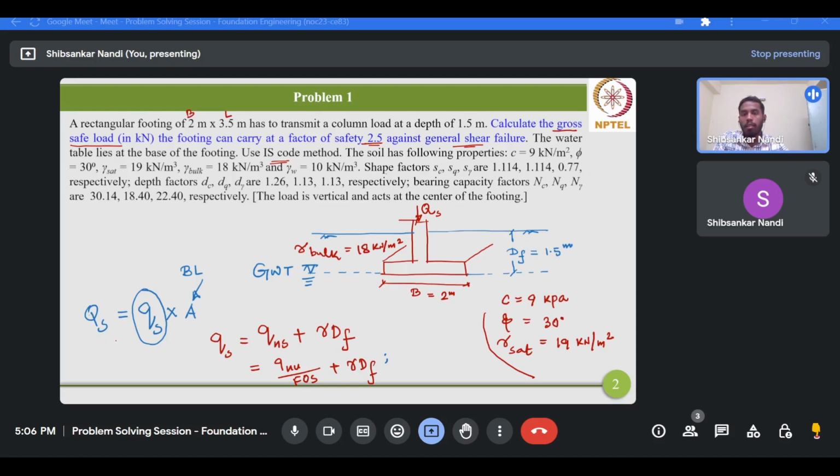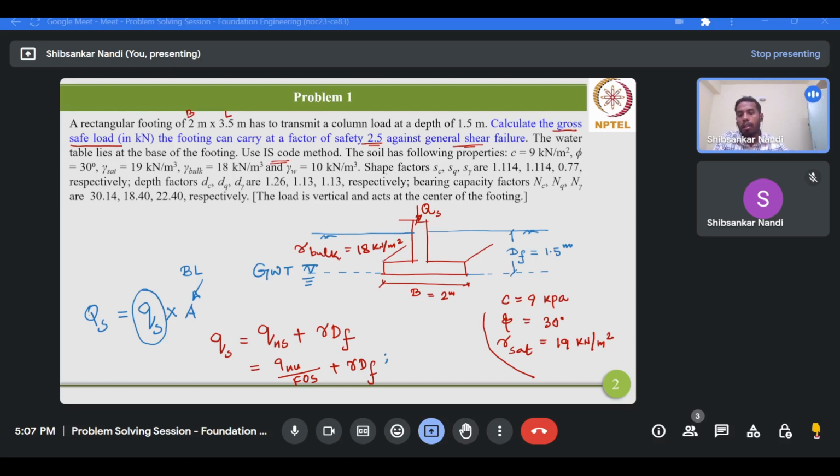So we just started with this information that to calculate the gross safe load, first you have to compute the gross safe bearing capacity, then multiply this safe bearing capacity with the area of the footing. The area would be width times length. Since width and length both are given, it's a rectangular footing of size 2 meters by 3.5 meters. So the cross-sectional area would be 7 square meters, 2 times 3.5. If you multiply this area with the gross safe bearing capacity, then you can easily determine the load which can be transmitted to this column. This is the pictorial representation of the given problem.